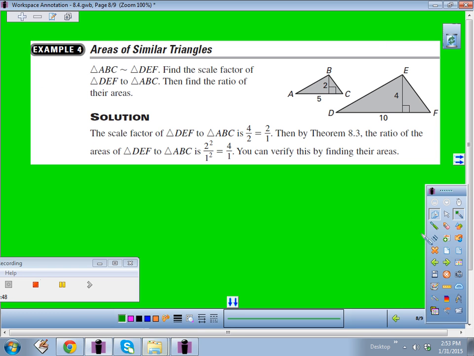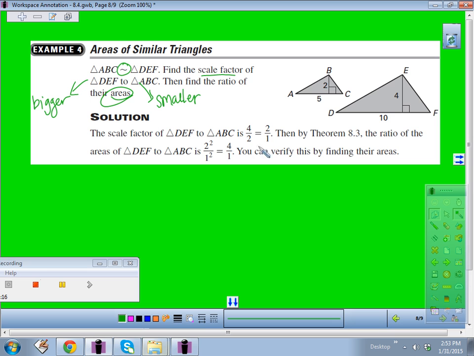Okay, now for the newer stuff. Example 4 says triangle ABC is similar to triangle DEF. Don't forget this symbol means to be similar to one another. Find the scale factor of triangle ABC to triangle DEF. So this is the bigger one to the smaller triangle. So find the scale factor of the bigger to the smaller, then find the ratio of their areas. So first, we could pick any two sides, we'll pick one of the bigger first. So we could say, well, 10 over the smaller, that corresponds with 10, that would be 5. 10 divided by 5 would be 2 over 1.